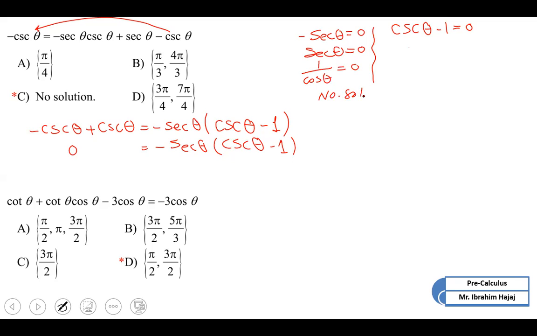Here cosecant theta is equal to 1, and then 1 over sine theta is equal to 1.